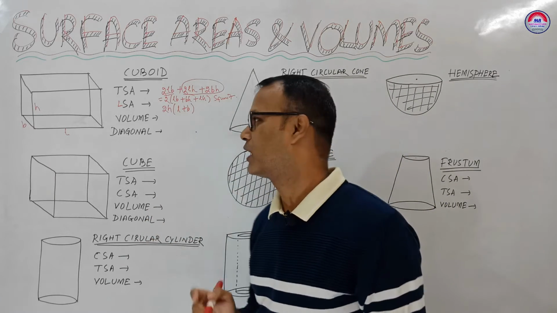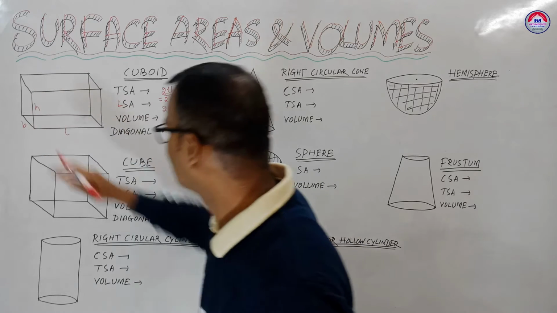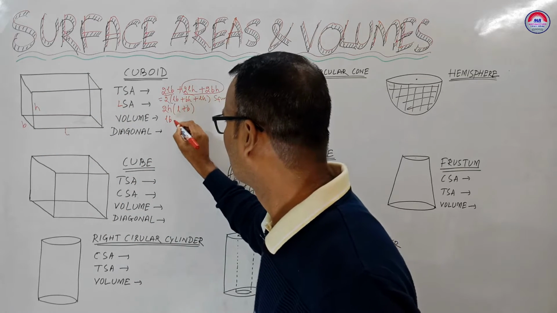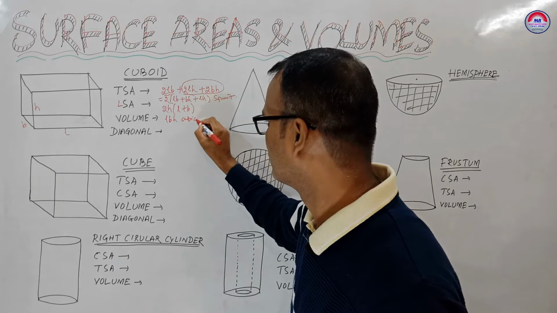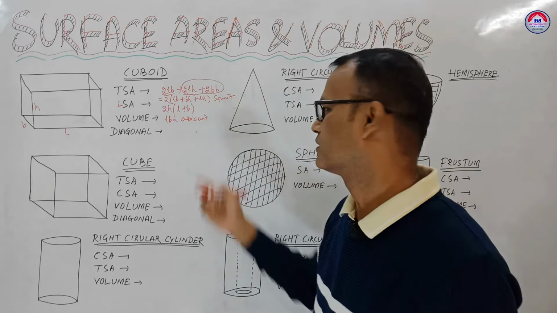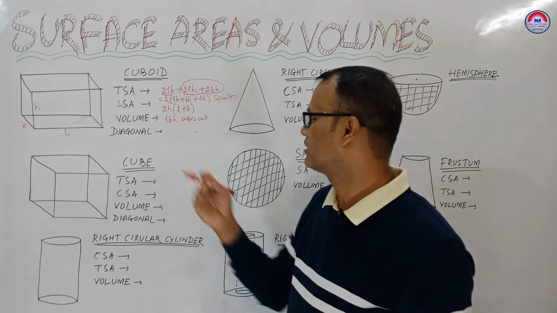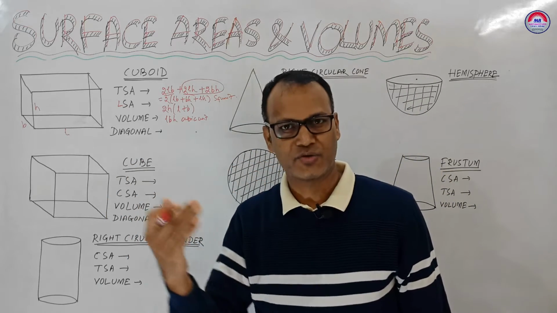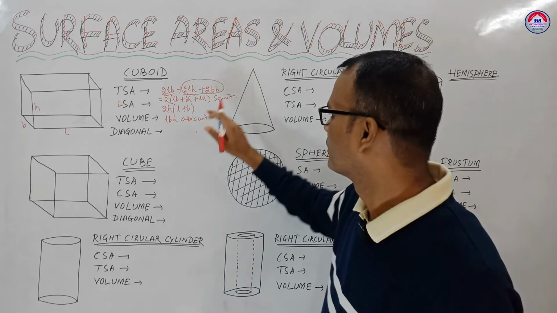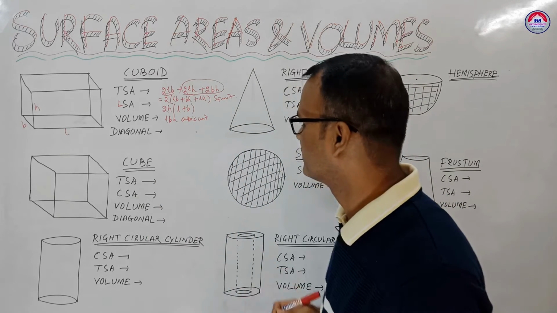Next comes volume. How to find the volume? Volume is area into height. The area is LB, into height, so LBH. We write this in cubic unit. If meter is given, we write meter cube. If centimeter is given, we write centimeter cube. Similarly, for area, if meter is given, we write square meter, and if centimeter is given, square centimeter.